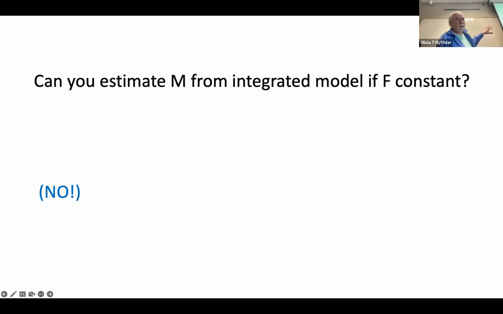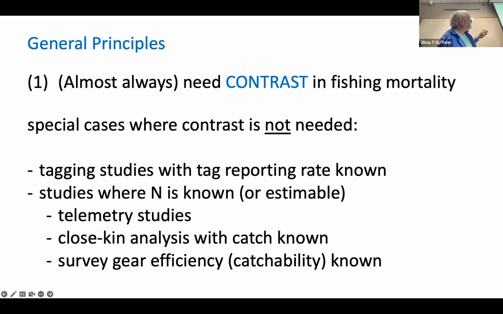Unless it's one of these special cases. So what are those special cases, where you don't need contrast? Tagging studies with tag reporting rate known, because if you know the tag reporting rate, then you know how many tagged fish are caught, and if you divide that by the number of fish you tagged, you're getting U. Then you have U, and if you can get the total mortality rate from catch curve data collected in 1 year, you could estimate F and M even though you don't have any contrast.